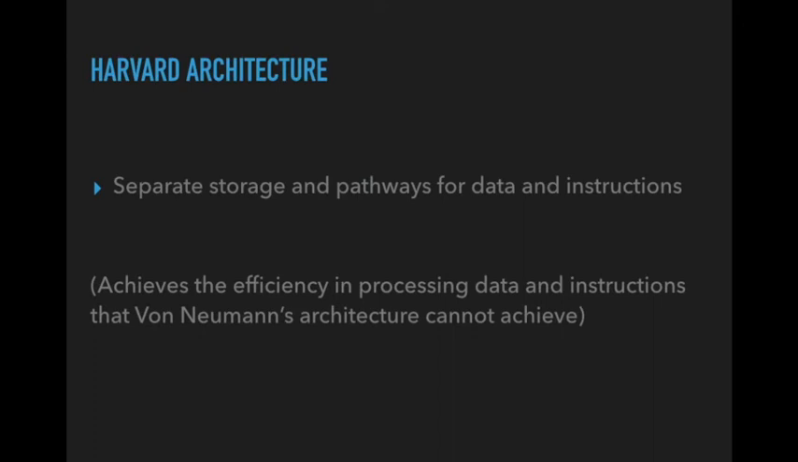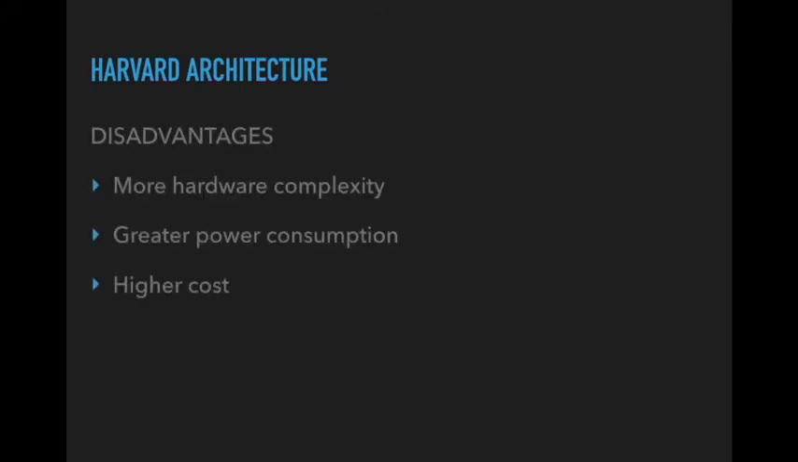So the Harvard architecture is an architecture wherein there is separate storage and separate pathways for the instructions and data. And by pathways, of course, I mean buses. This contrasts with the von Neumann architecture, where the instructions and data have to share the same memory and the same pathways. This increases the efficiency of the CPU because the data and instructions do not have to compete for the same buses.